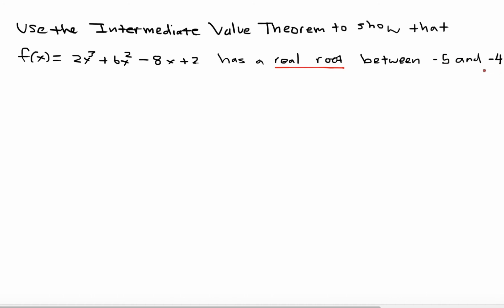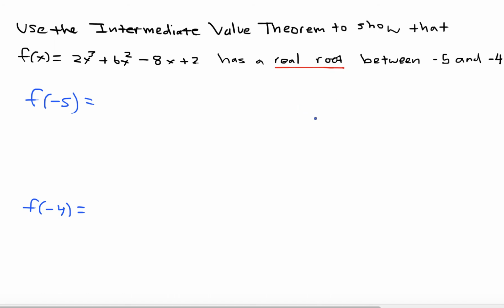So that means there's a number between -5 and -4 such that if we evaluate that function, we get 0. But that also means that if we evaluate f of -5 and then f of -4, one of these answers should give us a positive result, and one of these should be negative. Remember, that's the y value.